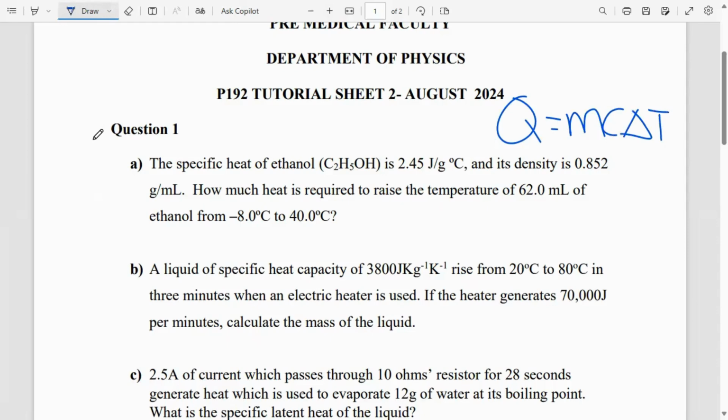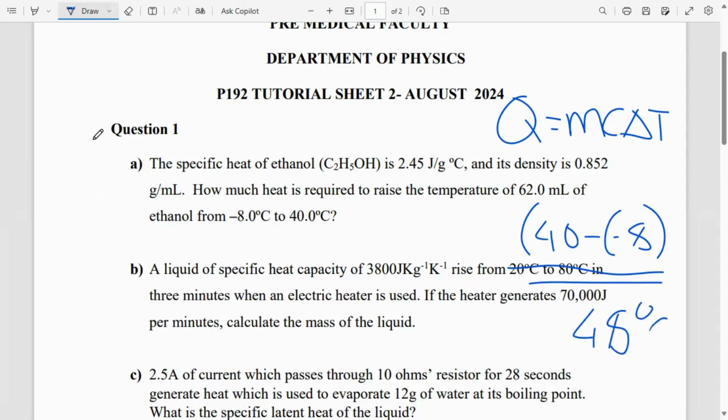So we've been given the change in T, which is going to be 40 minus negative 8. That is our change in T, giving me 48 degrees Celsius as my delta T. Then the C, the specific heat capacity of ethanol, they've already given to us: 2.45 joules per gram degree Celsius.